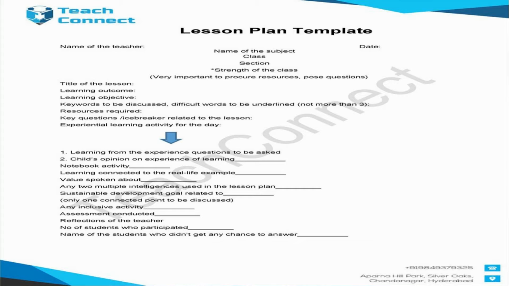Today, we're going to talk about how to prepare the best lesson plan as per the CBSE norms. This is a personal opinion from Teachconnect side and from myself. The first structure, when we start writing a lesson plan, is that we have to write down our name. Name of the teacher is very, very important. And the date on which you are going to deliver this lesson plan.